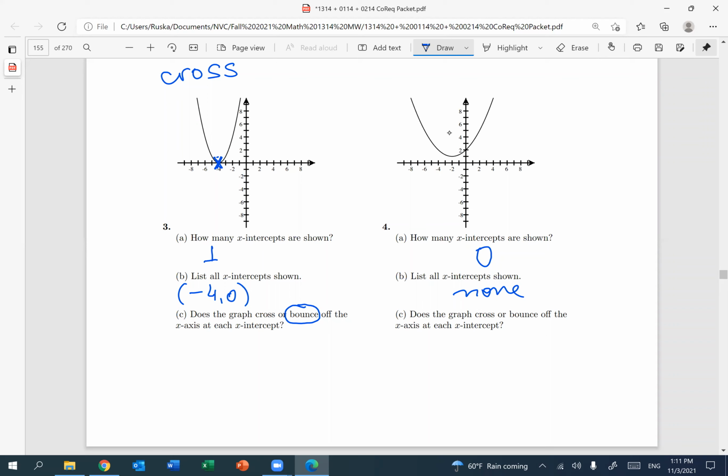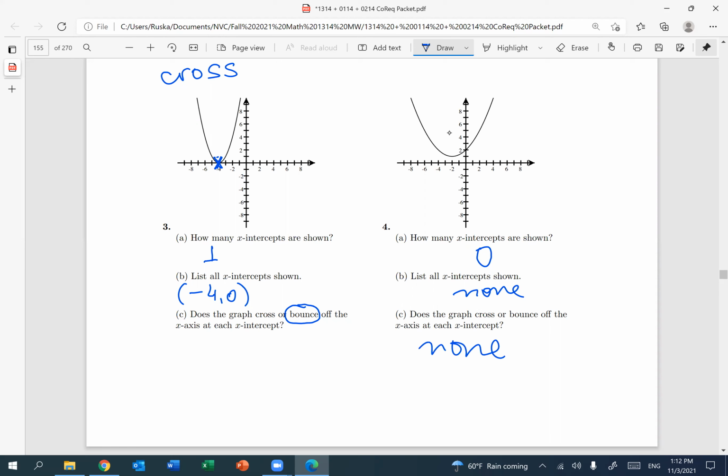In this case, you're just bound. You're not touching at all. You're not bouncing. You're not touching the x-axis at all. So you have no x-intercept, which means the cross or bounce, I'm gonna put none also. You're not touching, you're not crossing.